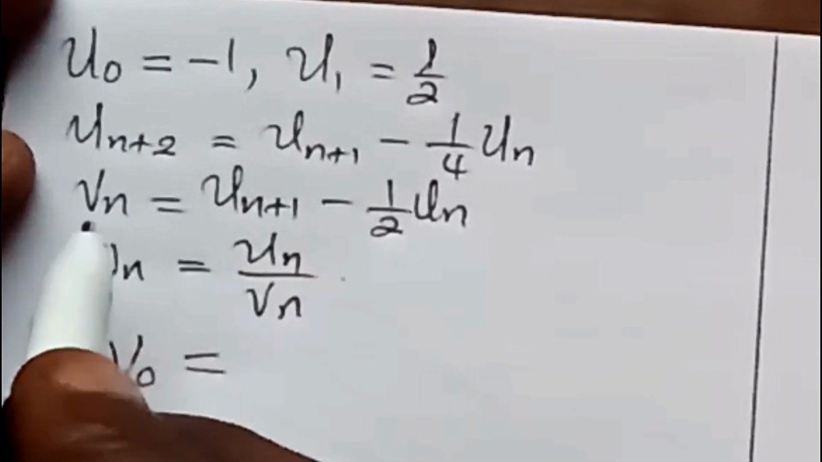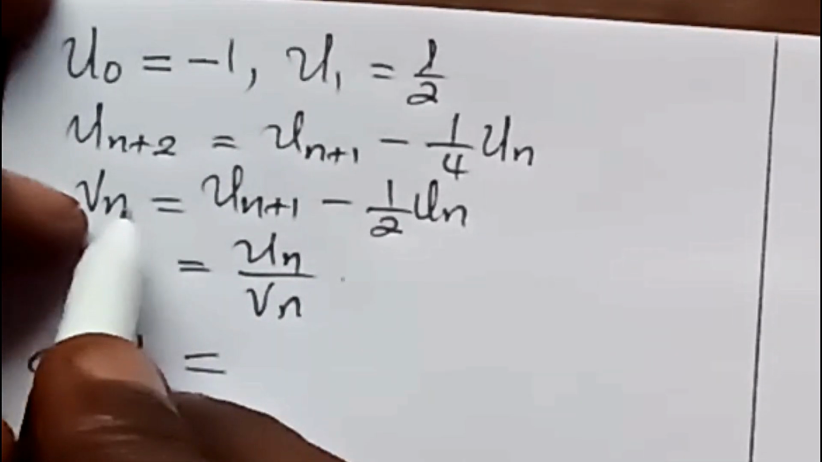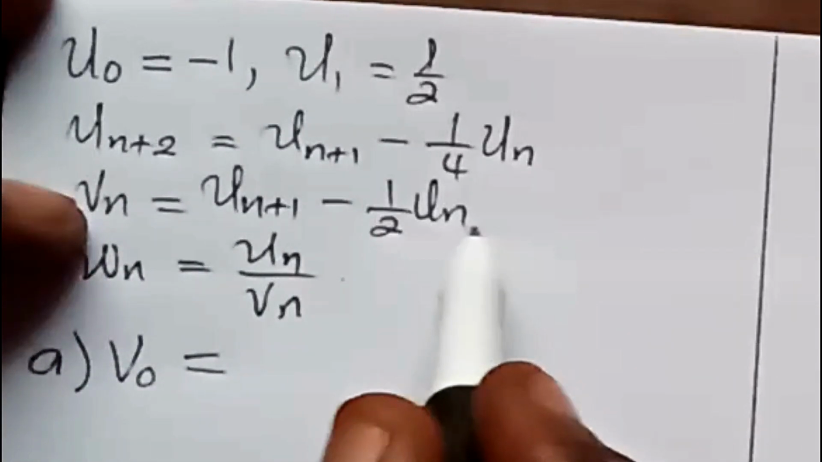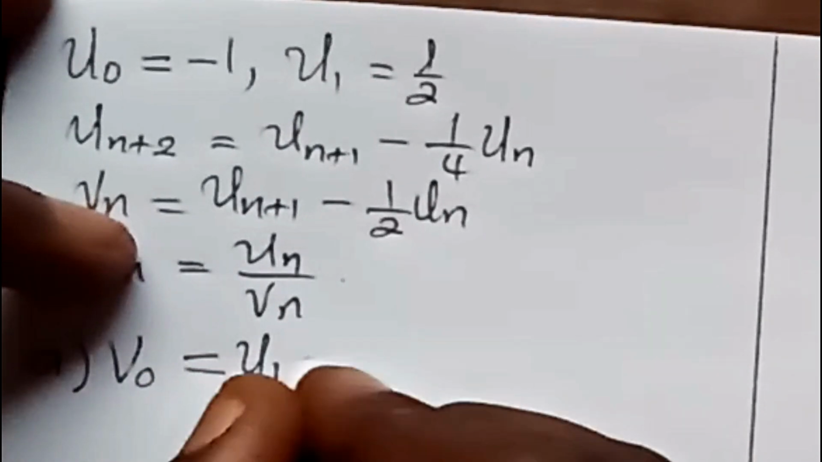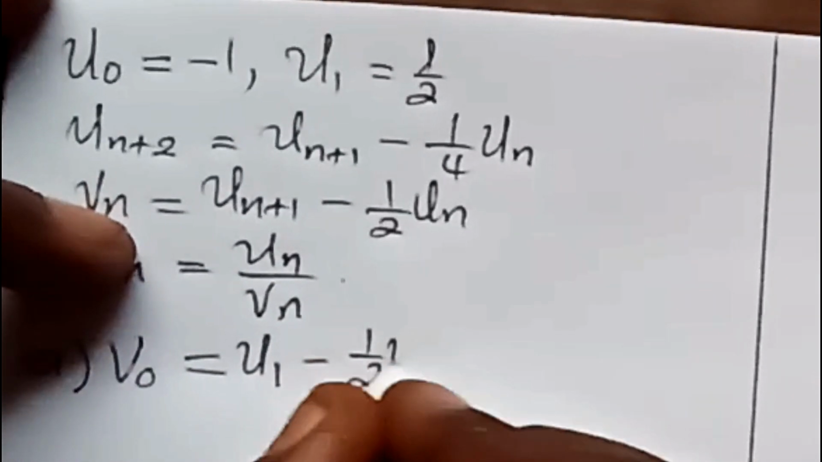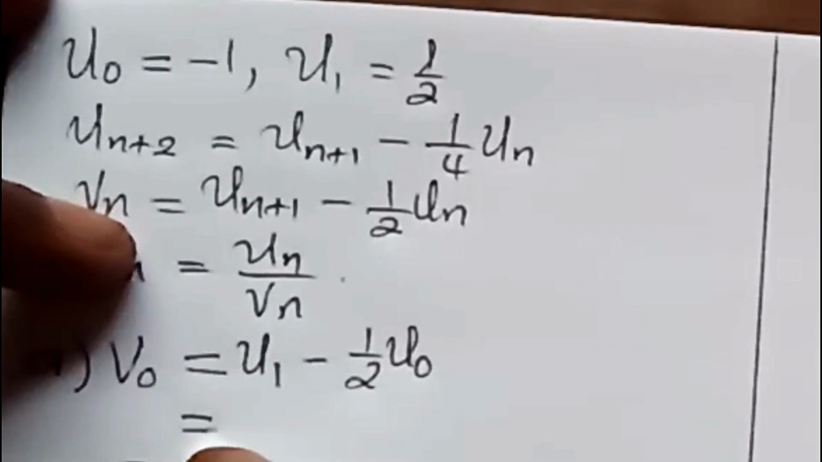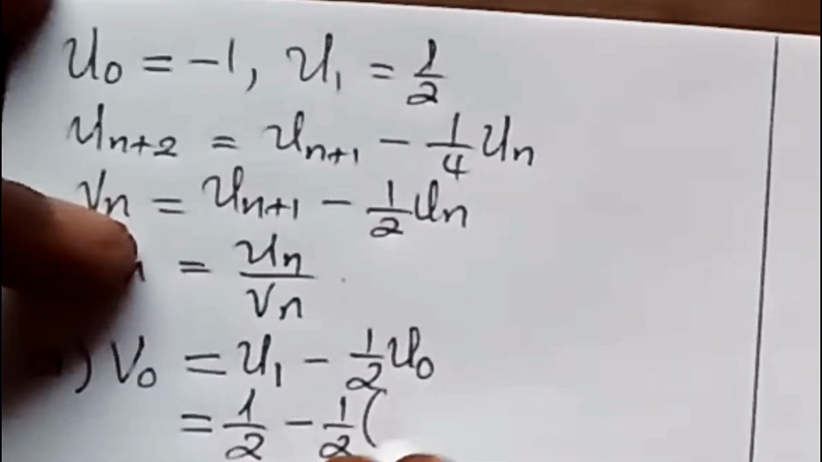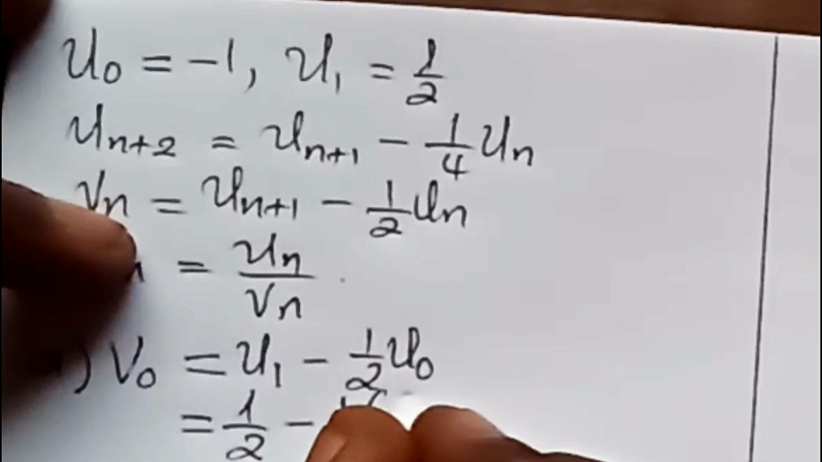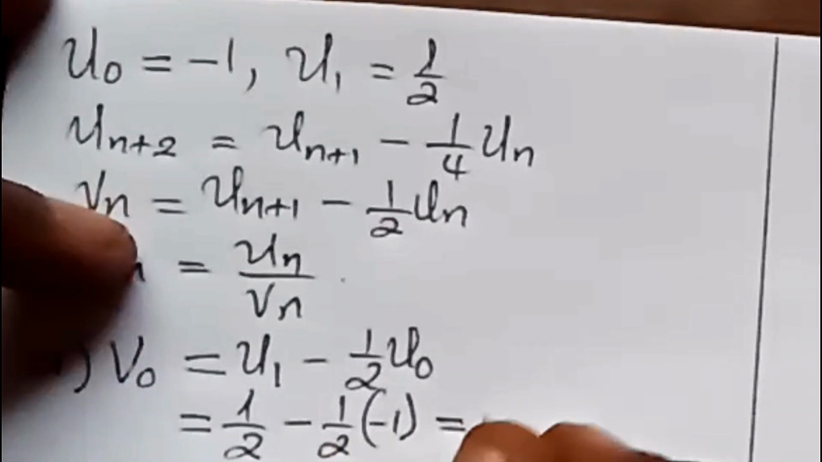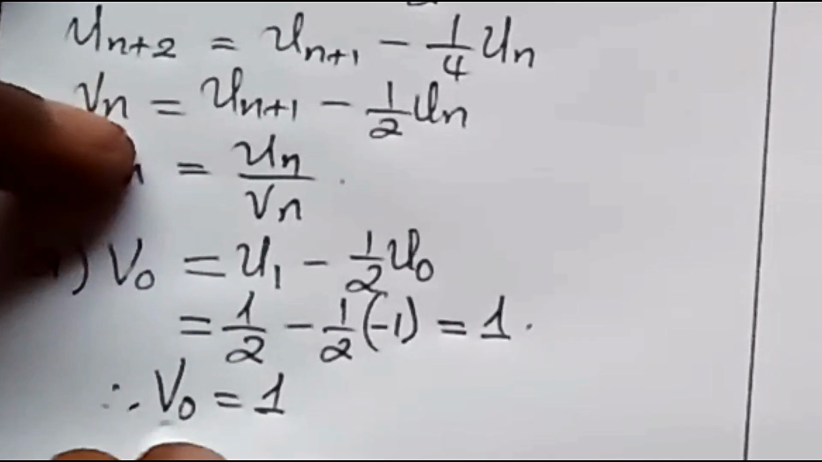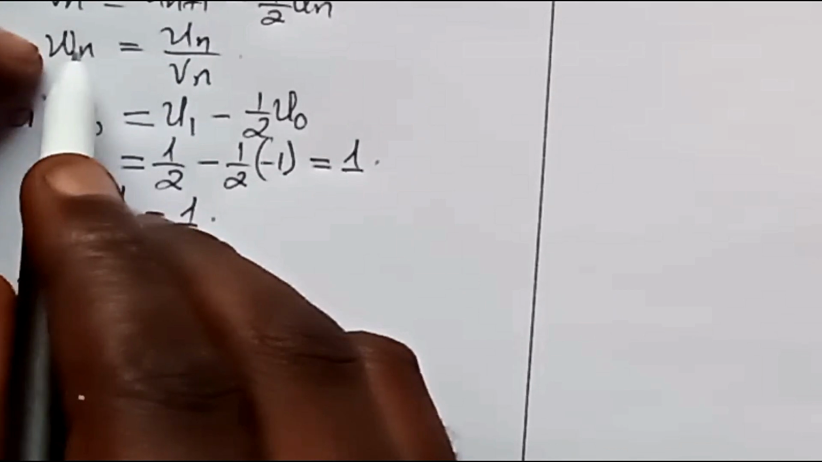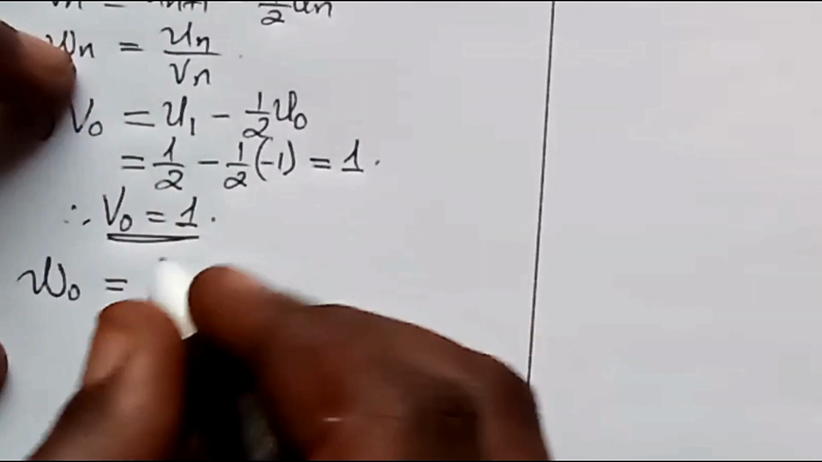For V0, we go to the expression that has Vn and replace every n by 0. So V0 should be u1 minus half u0, and u1 is given as half in the equation, minus half into u0, which is -1. All that gives half plus half, which is 1. Therefore V0 equals 1.